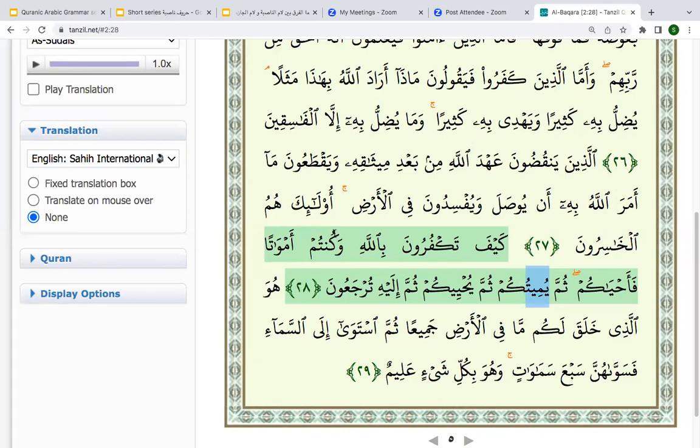Okay. Have you gone over the difference between la nafia and la nahia? If you are preparing for the test, have you gone over that? Which group of huruf does la nahia belong to? Do you remember? Yes, it is huruf jazima. So it does everything that huruf jazima does. It behaves just like a jazima.